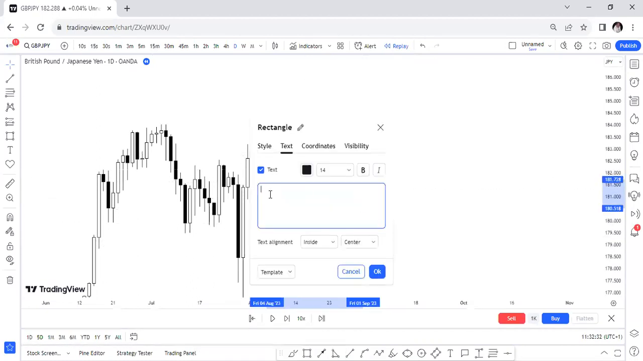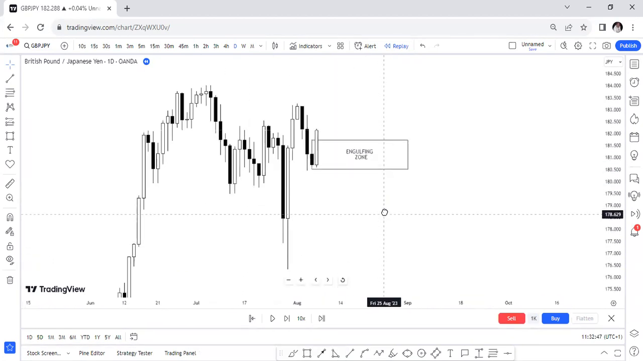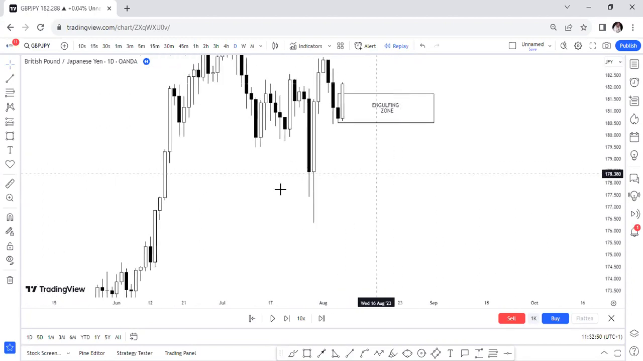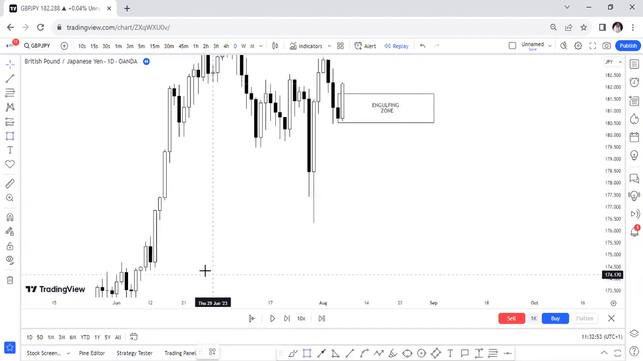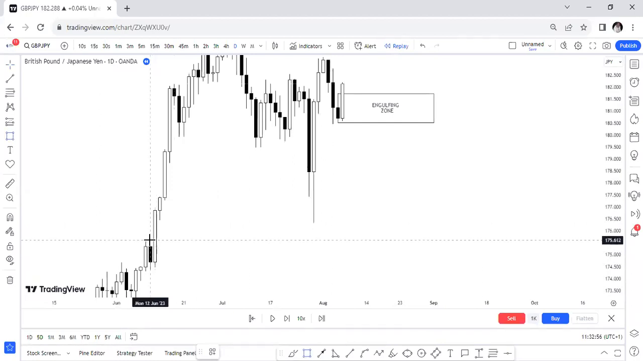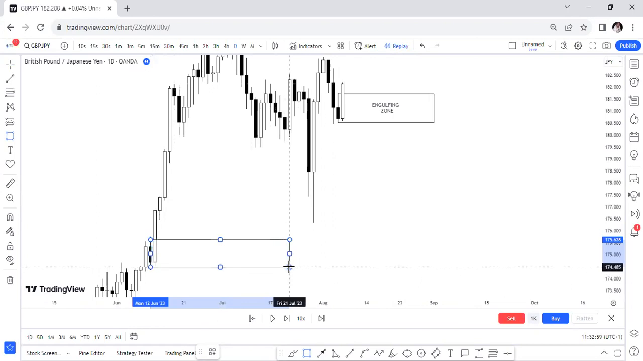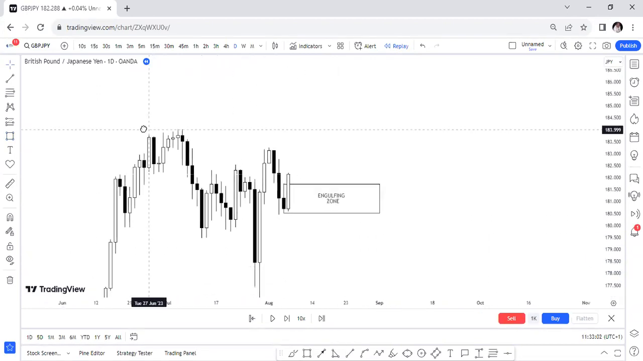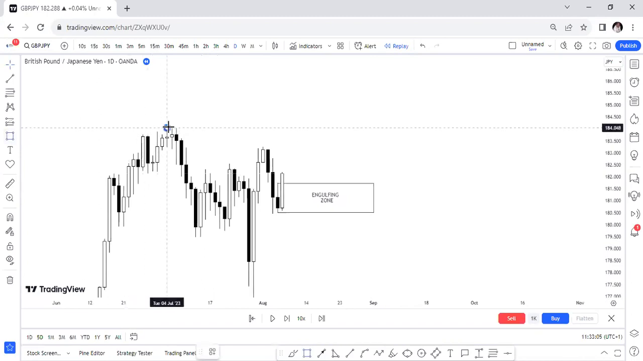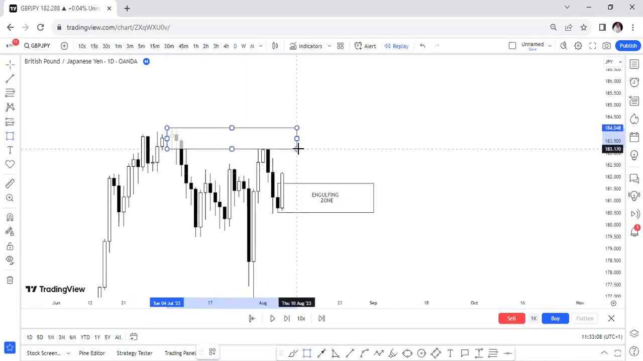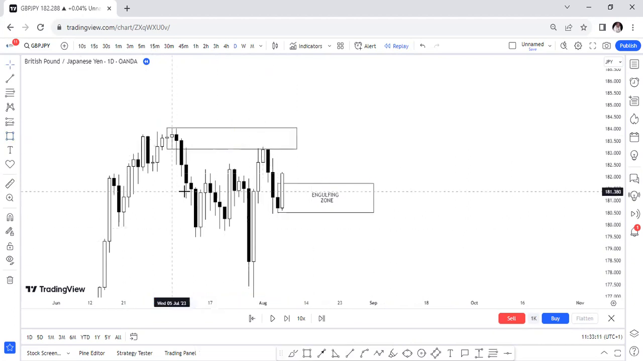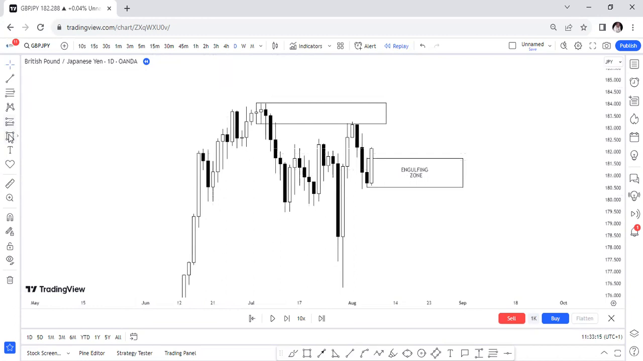What I will do is this is the engulfing zone. If you are comfortable with it, that's fine. This is the engulfing zone. As long as this candlestick engulfs this, it's engulfing. This is bullish engulfing. This is bearish engulfing. As long as this candlestick engulfs here, we have this as bearish engulfing. And price taps into it and comes down. Sorry, bullish engulfing.